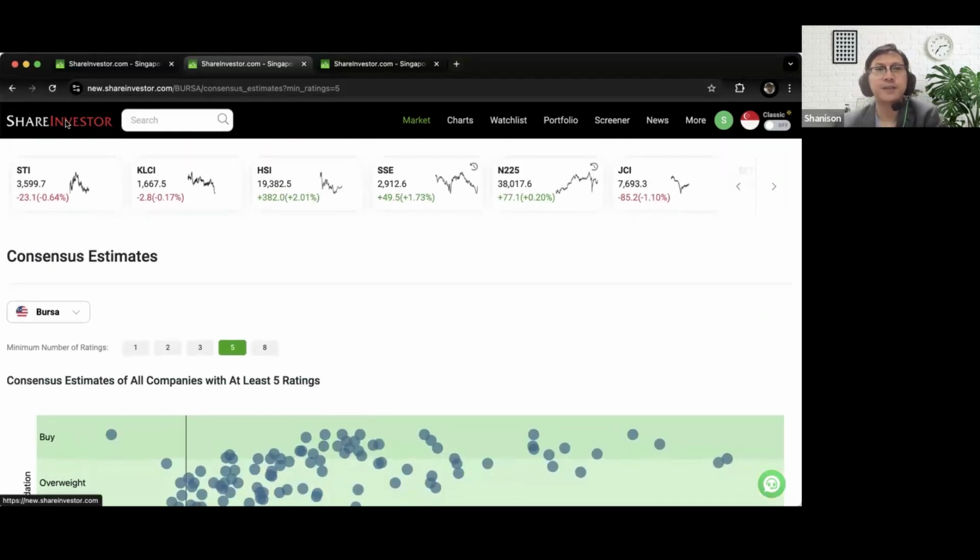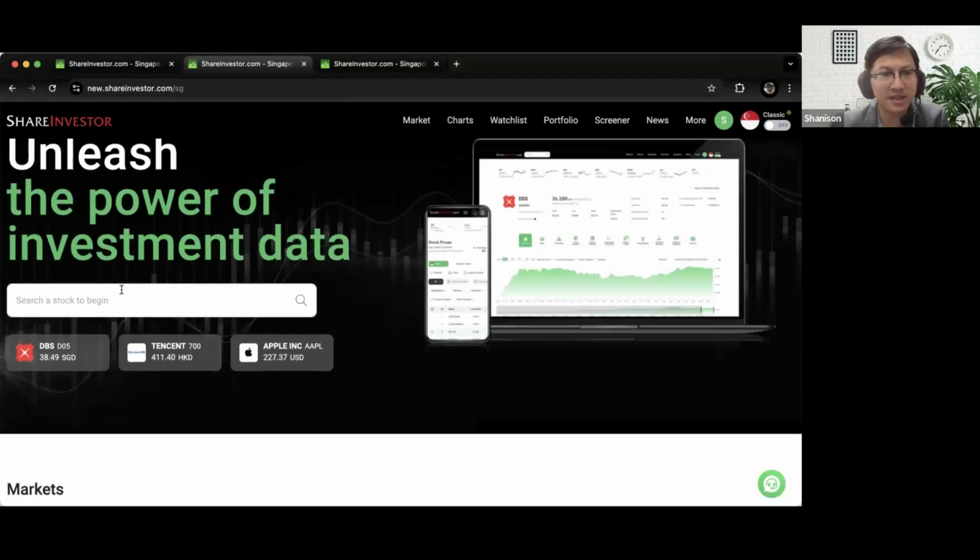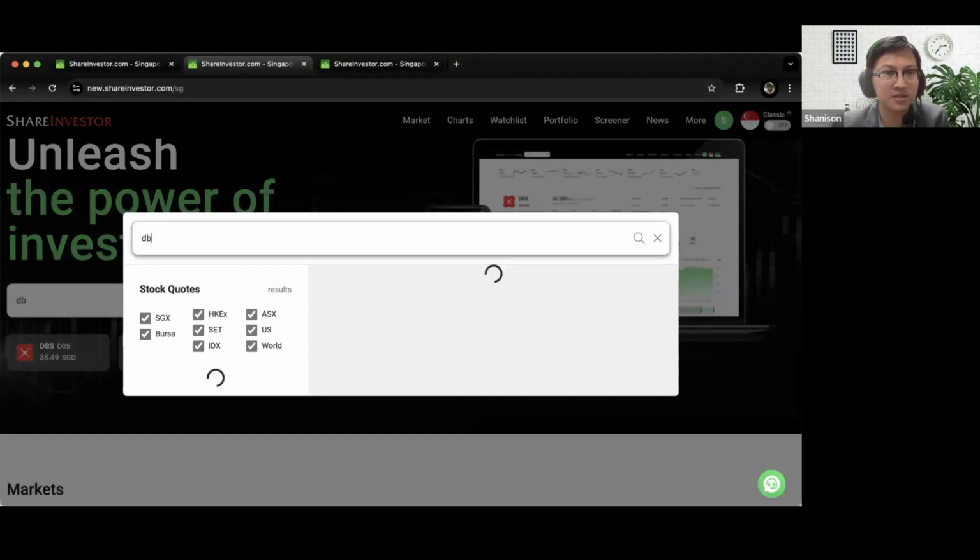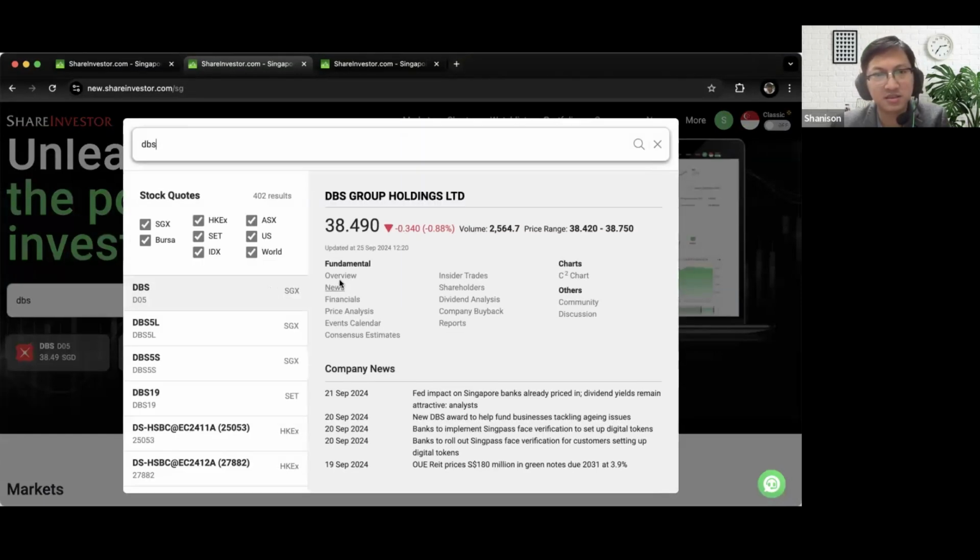So let's go back to individual companies. Let's say you want to research a Singapore stock, for example, DBS. Search DBS. So this shows all the quick navigation bars for DBS over here. If you want to go to consensus estimate, you can click here, consensus estimate.